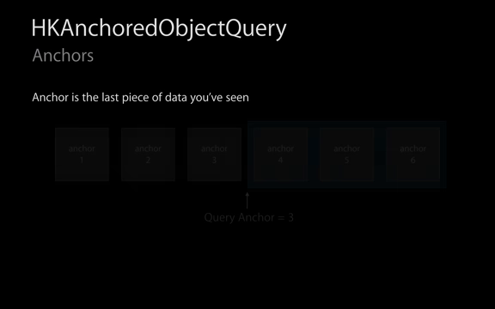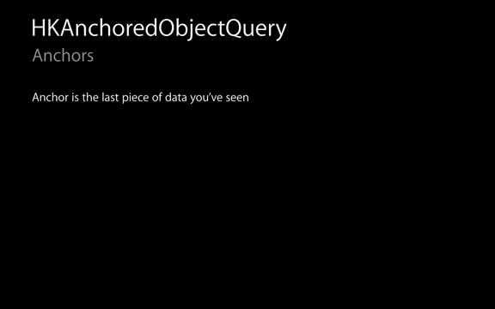So when creating an anchored object query, your anchor should represent the last piece of data that you've seen. If you haven't seen any data yet, then you can specify 0, which means you don't have an anchor. In your callback, you will receive a new anchor, which you can then use in subsequent queries.